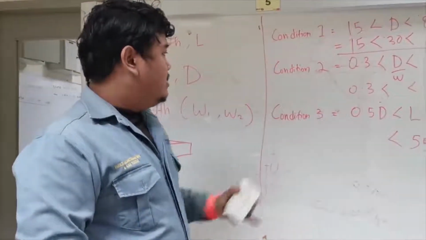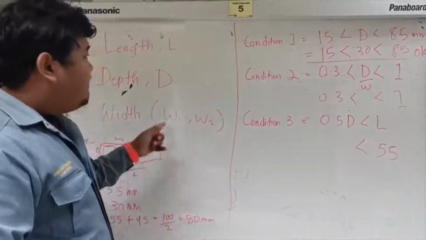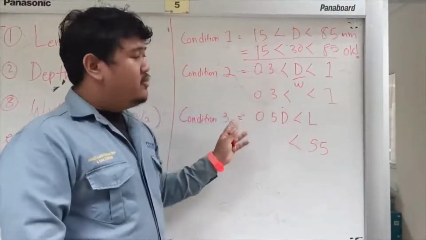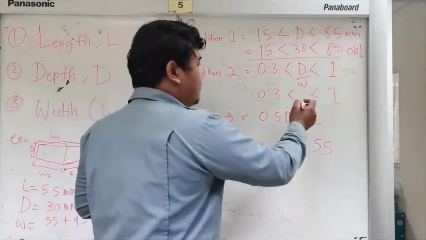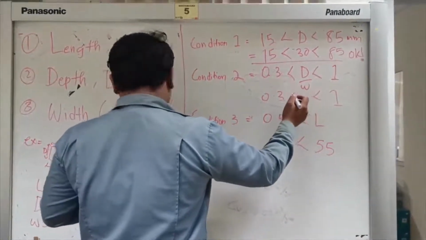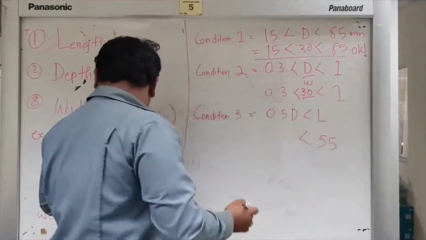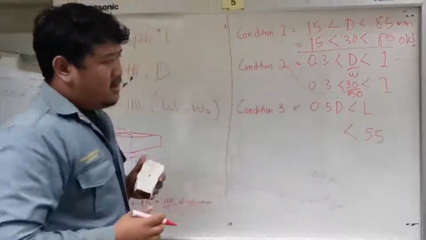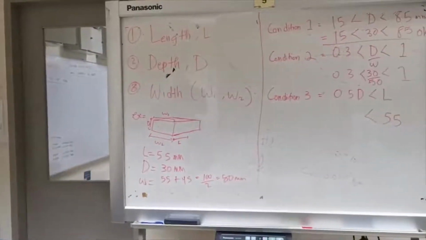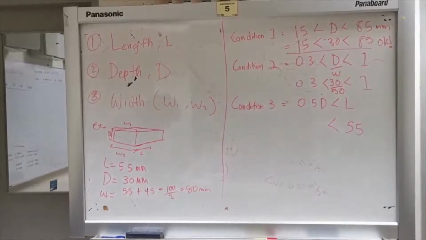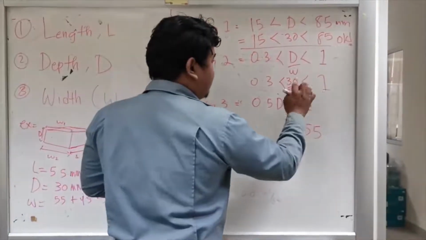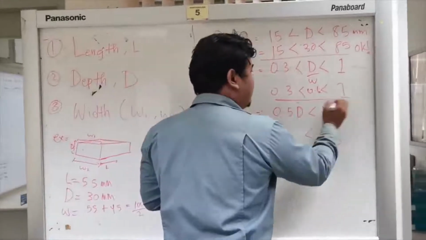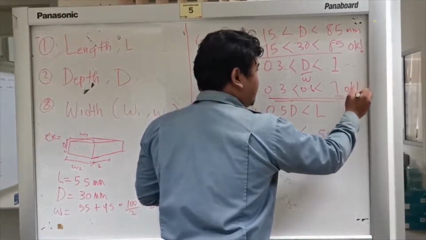So for the second condition, the depth when divided by the width must be less than 1 and not more than 0.3. So for this sample, the depth is 30 divided by the width, 50. The answer is 0.6. So the second condition is met. So the second condition is okay.